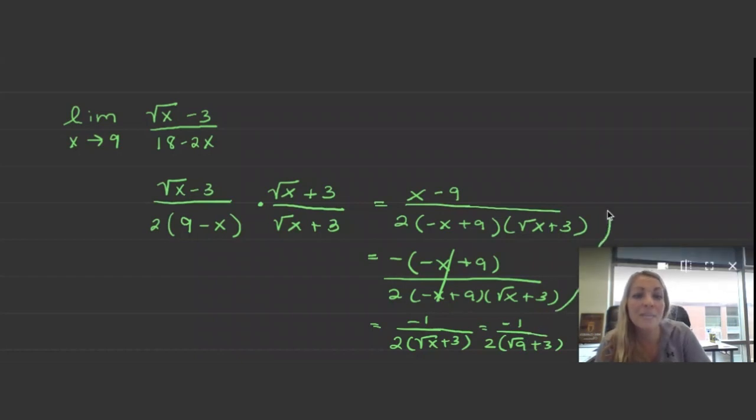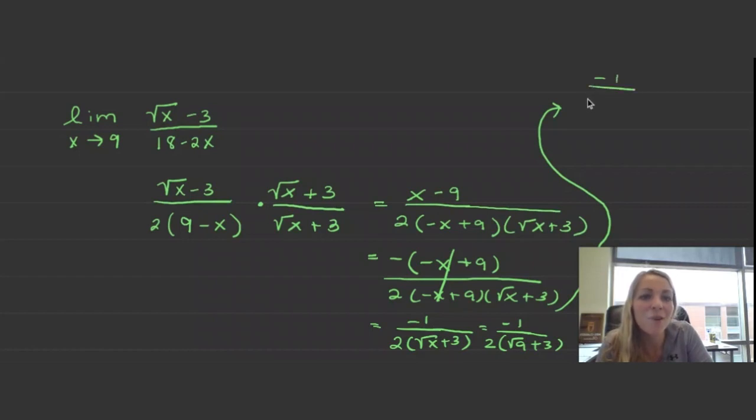I'm going to come up here, running out of space. So I have negative 1 over 2 times 3 plus 3. So I have negative 1 over 2 times 6, negative 1 over 12.